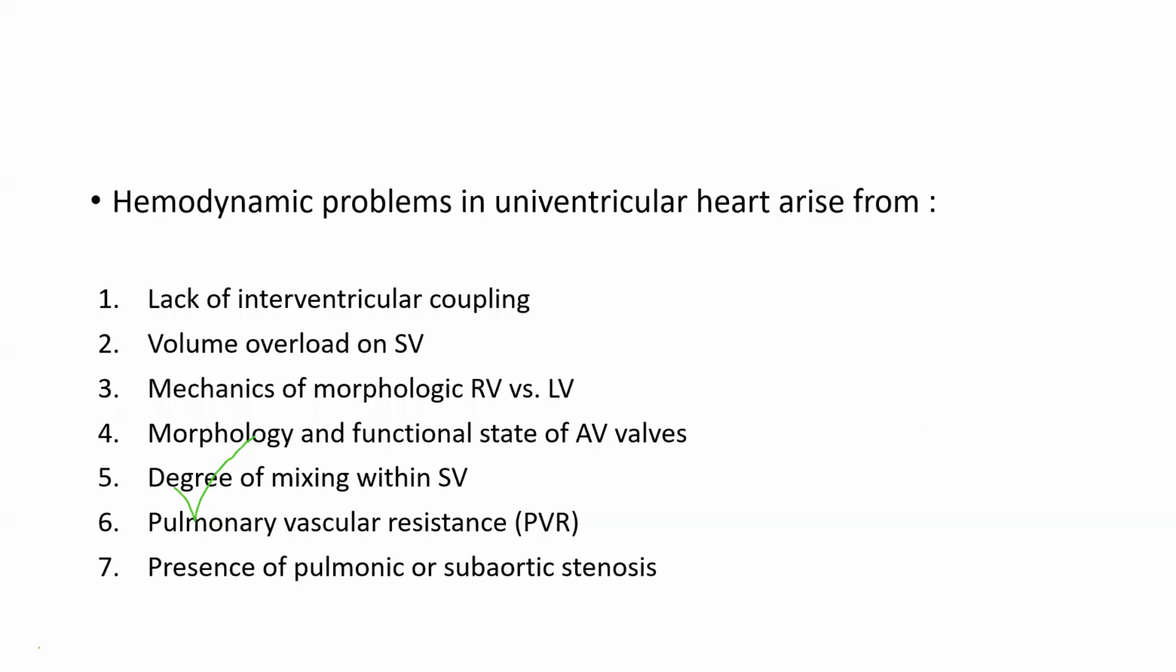Now the hemodynamic problems. In univentricular heart there is a lack of interventricular coupling, meaning one of the ventricles is not formed well. With volume overload of the single ventricle, the mechanics of the RV and LV will be different in a univentricular heart. The morphological and functional state of the AV valve is changed. There will be a degree of mixing within the systemic ventricle. Pulmonary vascular resistance might change because of high pulmonary blood flow. There might be LVOTO or RVOTO, like PS or aortic stenosis. These are all hemodynamic parameters that will affect our repair.